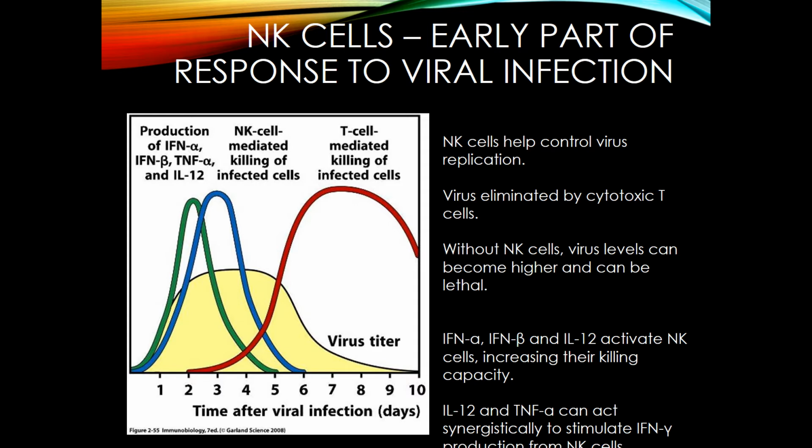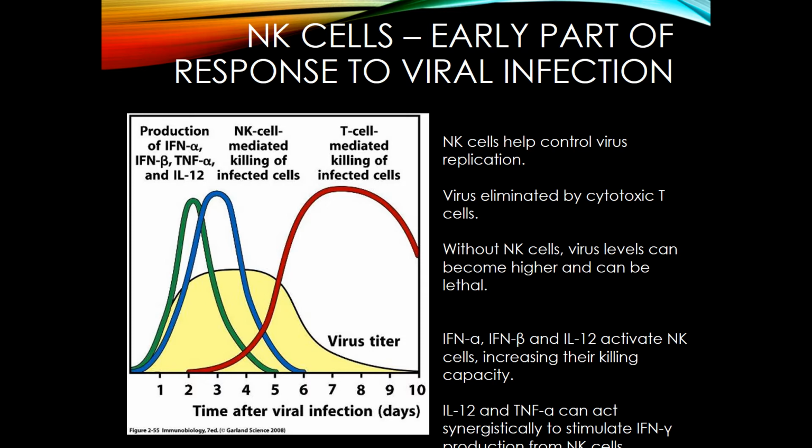So natural killer cells early on can help control the virus replication before it gets out of hand. The virus is eliminated by the cytotoxic T cells. And if you don't have natural killer cells, virus levels can become higher, and it may be so high and so out of control that it's too late when the cytotoxic T cells come in. So the natural killer cells give you some time before the infection gets out of control.